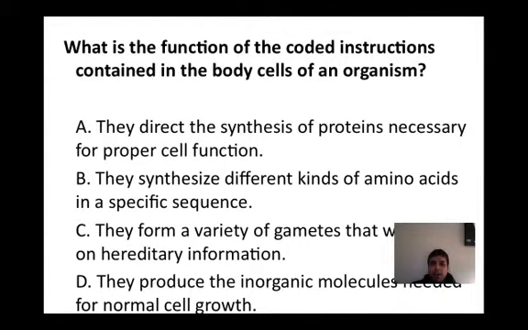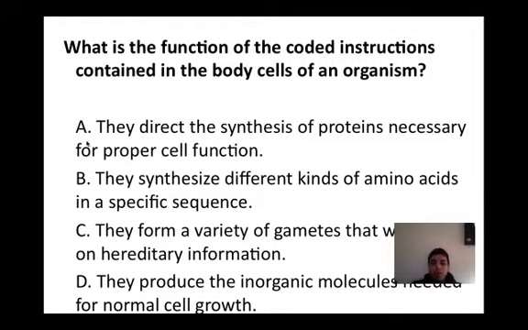A. They direct the synthesis of proteins necessary for proper cell function. B. They synthesize different kinds of amino acids in a specific sequence. C. They form a variety of gametes that will pass on hereditary information. D. They produce inorganic molecules needed for normal cell growth. Okay, so I kind of flew through those answer choices. Let's go through these one by one.